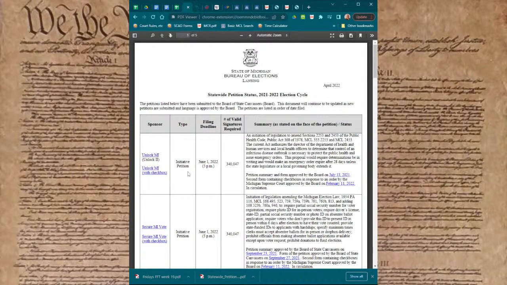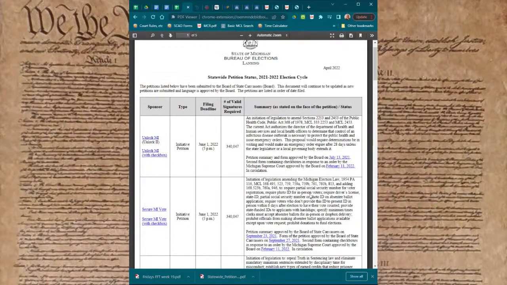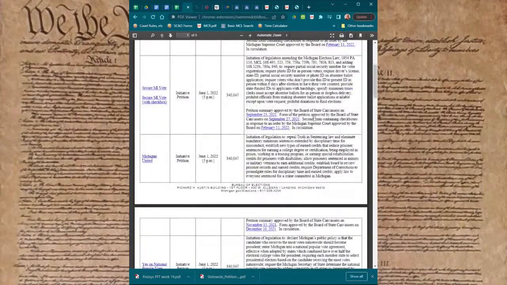If you see initiative petition, that means it's a petition to try to change state law. The filing deadline, the number of signatures that are needed, and then a summary right here. And then if there's any kind of other updating on something that has happened, if it was at the Supreme Court or if the Board of Canvassers did something with that, then that information is also here.